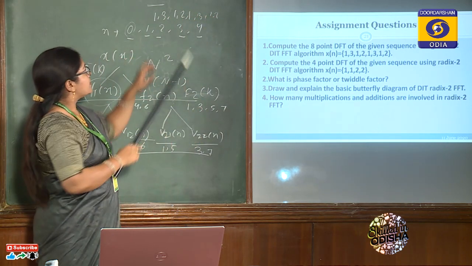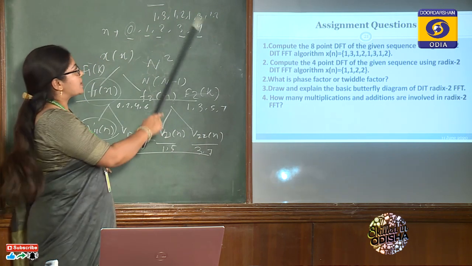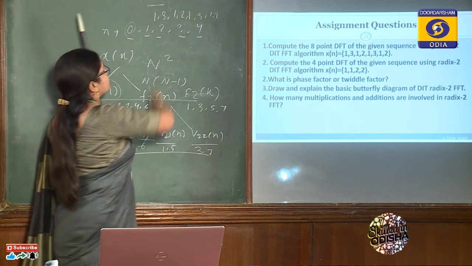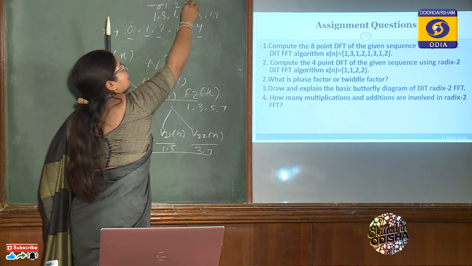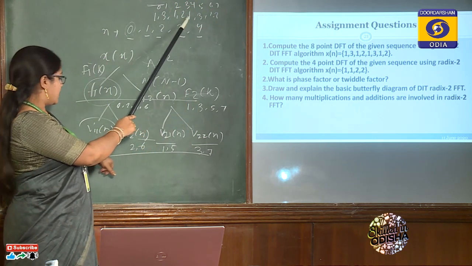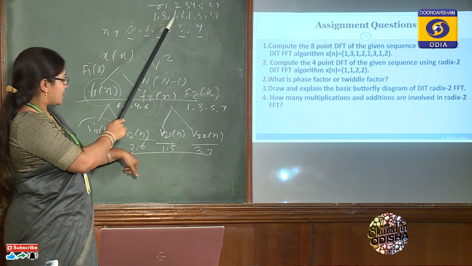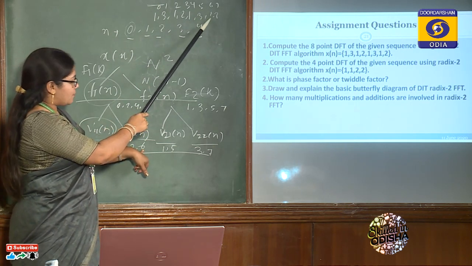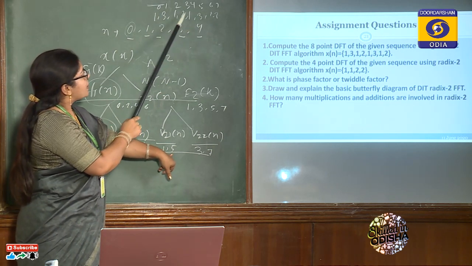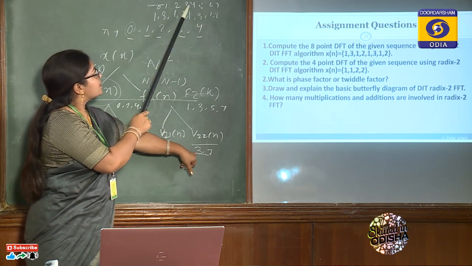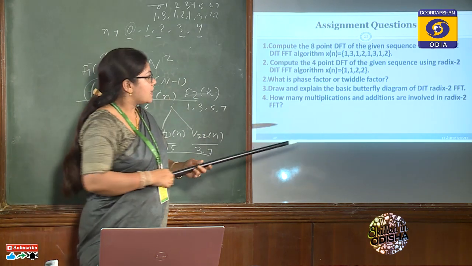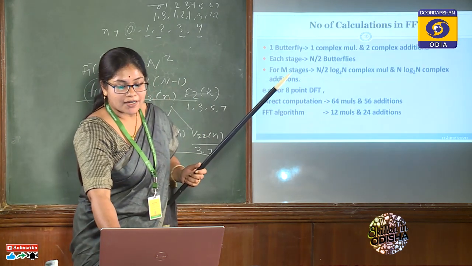Now if you bit reverse it, your first value will be x(0). So x(0) is 1. Then your second value will be x(4). Here index 0, 1, 2, 3, 4, 5, 6 and 7. The x(4) value is this one. Then x(2), the value is 1. Then x(6), the value is again 1. Then x(1), the value is 3. Then x(5) is 3. Then x(3) is 1, then x(7) is 2. Like this you have to rearrange first, then go for the butterfly diagram.